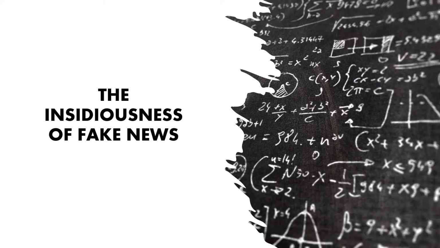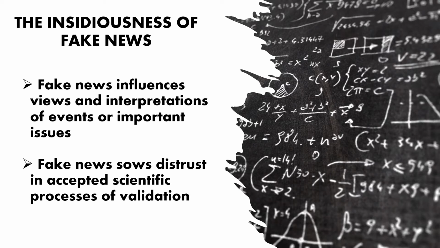Let's start by examining why fake news or misinformation is so insidious. Fake news is very insidious. It influences views and interpretations of people, events, and important issues. It sows distrust in fundamental social institutions and accepted truths and accepted methods of validating information and interpretations. The most insidious aspect of fake news is that much of this destructiveness is accomplished under the radar. For those who are consuming and spreading fake news, these stories and the misinformation they convey are taken as truths. These falsities, masked as truths, sow distrust in verified truths.